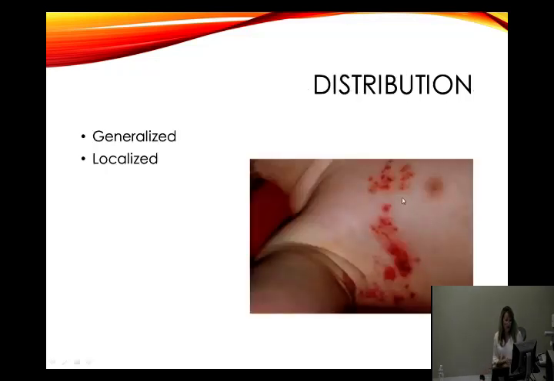And also along with the distribution, is it generalized or localized? And this is just a photo of herpes zoster following that dermatome.